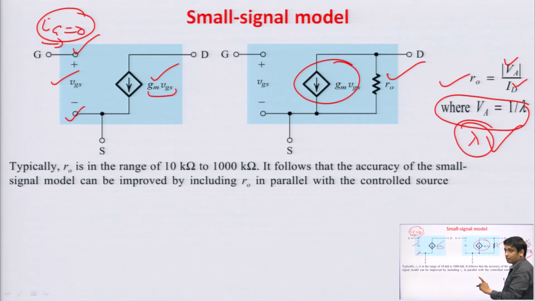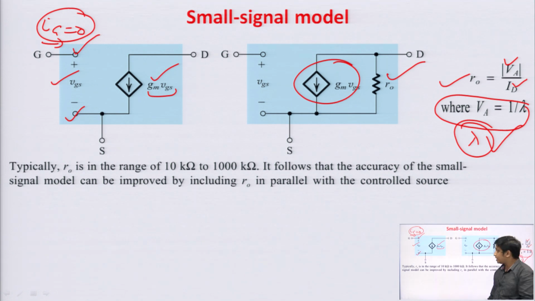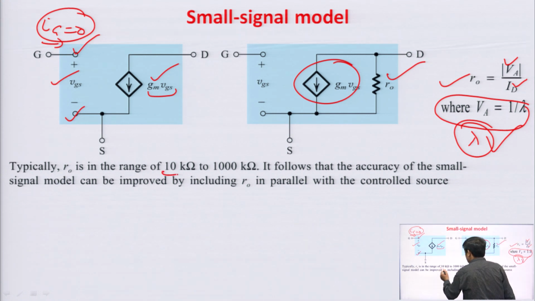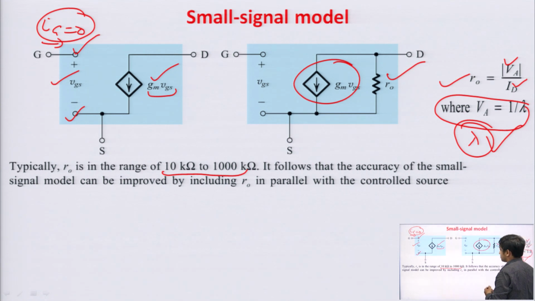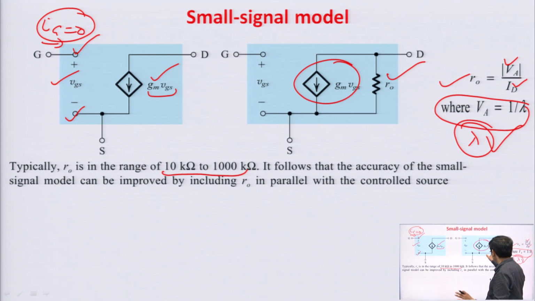So, we can neglect this r naught in discrete circuits, but we have to consider this r naught in integrated circuits. In analog circuits, we are more concerned about discrete circuits. So, we can sometimes neglect this r naught, fine, and the r naught value ranges from 10 kilo ohm to 1000 kilo ohm. So, we include this r naught in the small signal model just to improve the accuracy of the small signal model, fine. Otherwise, we can neglect it also, but when we consider channel length modulation effect, then we include this r naught.